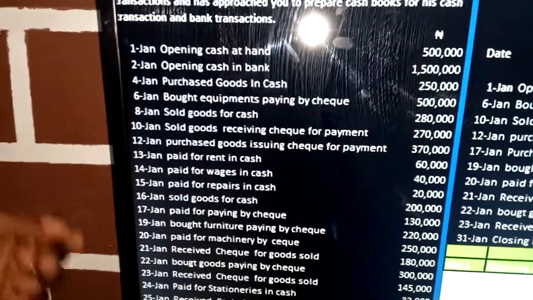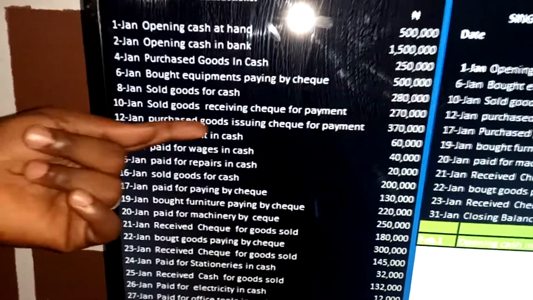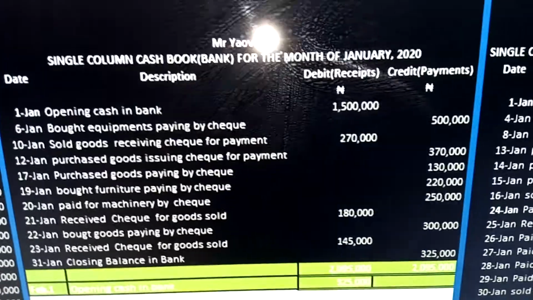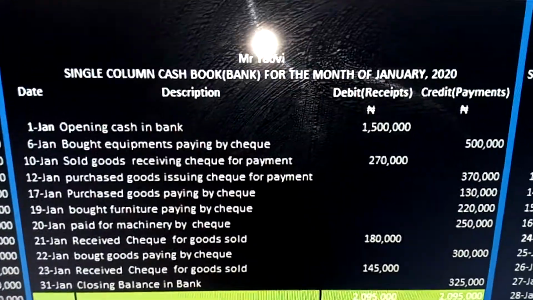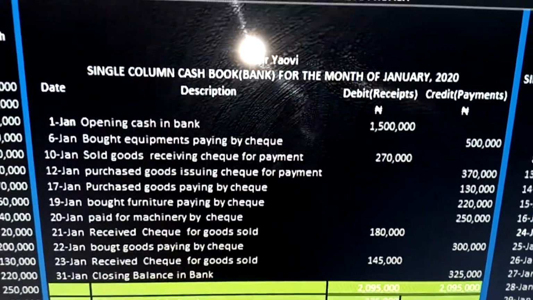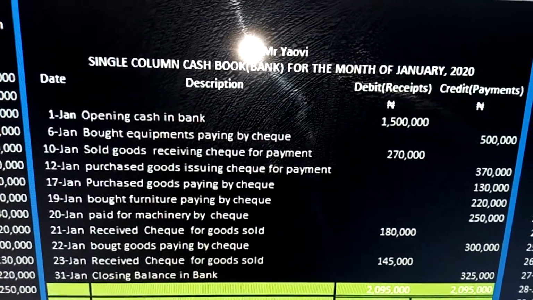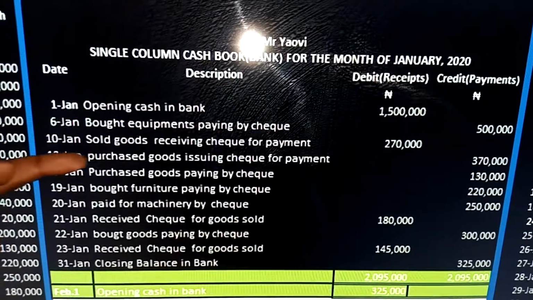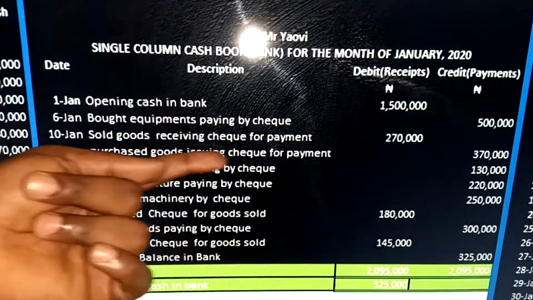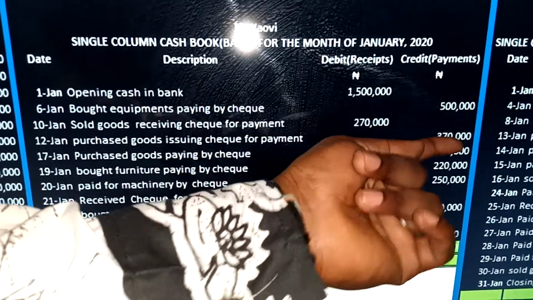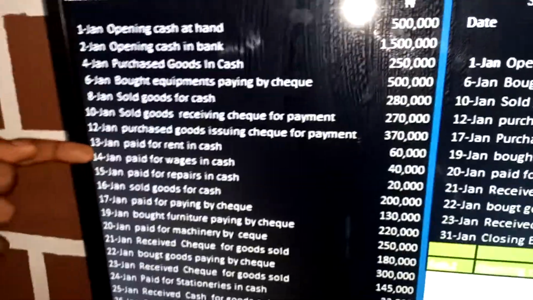The next one, we have 12th of January, purchase goods, issuing check for payment. It's a check, so it's going through the bank, and then it will go to the single column bank book, and then it will go to the payment side. So that is January 12th here, the date. The description says purchase goods, issuing check for payment. 370,000.